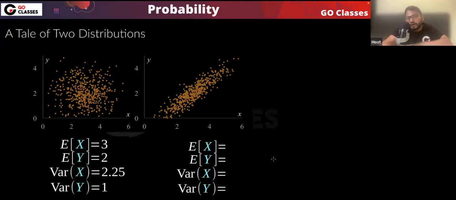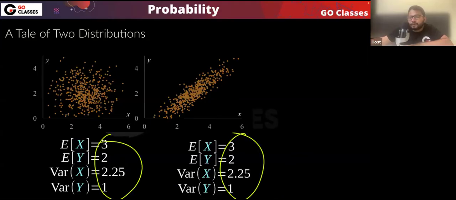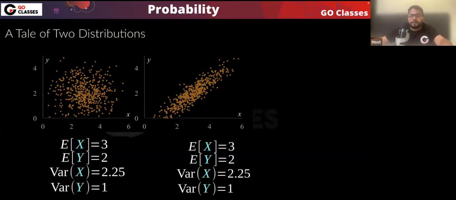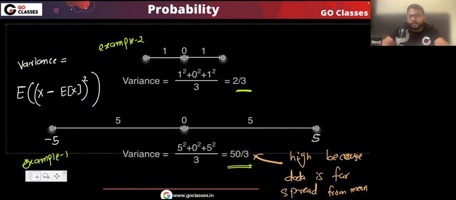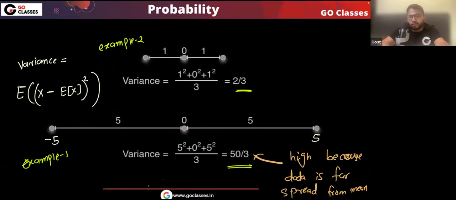Suppose we calculated some quantities for the first data set. Now, similarly, we calculated the same quantities for the second data set. Surprisingly, all of these quantities are the same. If you remember this particular motivation, these are the two data sets which we have taken earlier. For example 1, the variance was higher. For example 2, the variance was lower.